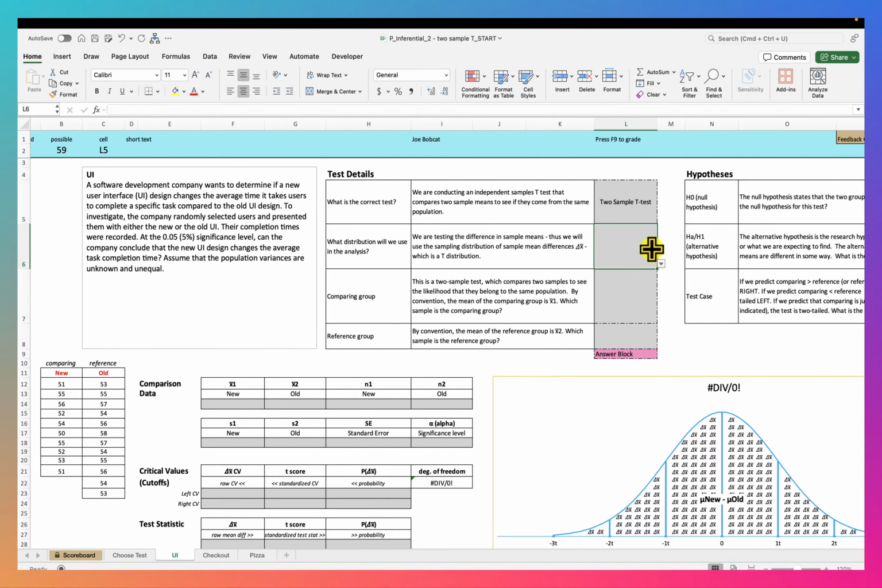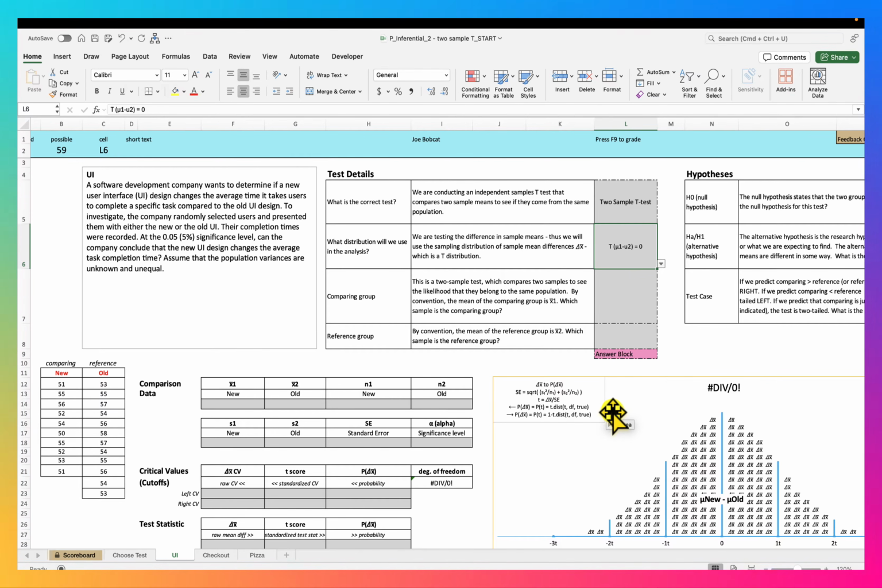We're testing the difference in sample means, thus we will use the sampling distribution of sample mean differences. In fact, differences really should be bold-faced there, right? Because that's the delta x bar. Before it was sample means, the distribution of sample means, now it's sample mean differences. And that's going to be a t-distribution. And since it's differences, right, it's the differences in the means, it's this one. And that brings up all the equations associated with that.